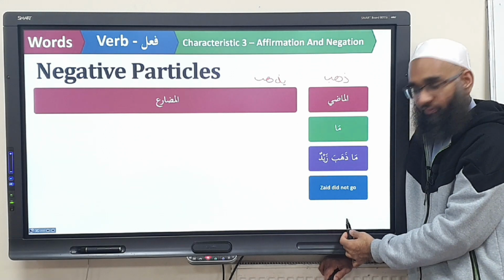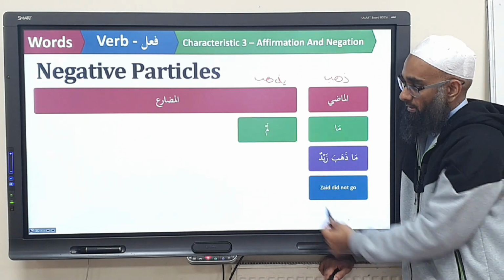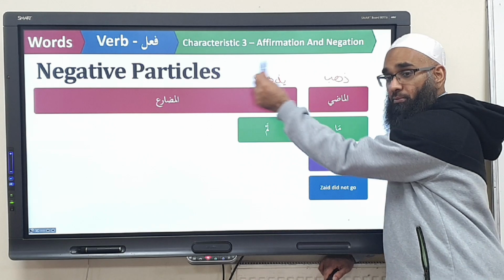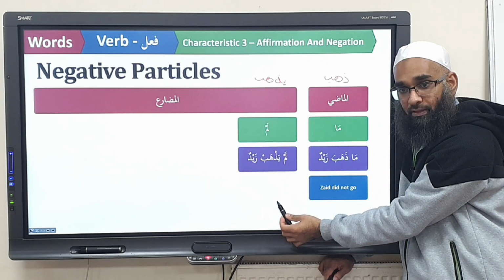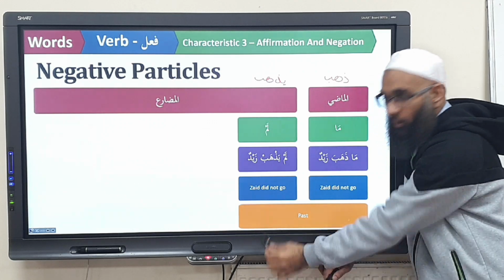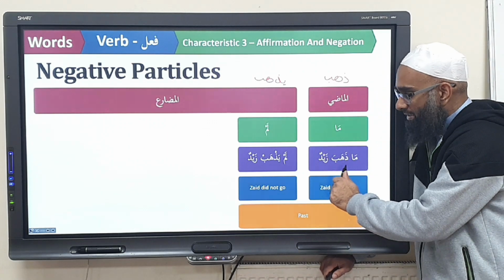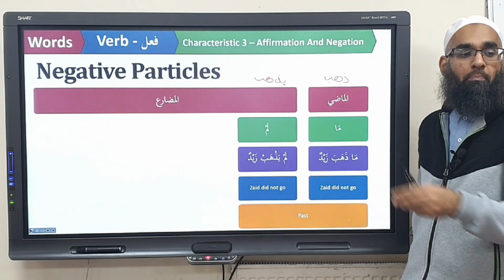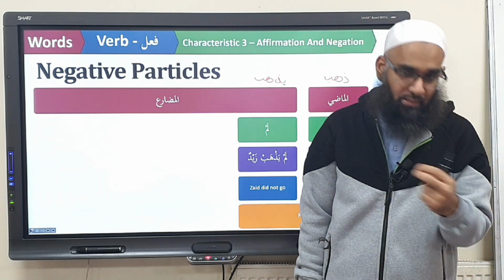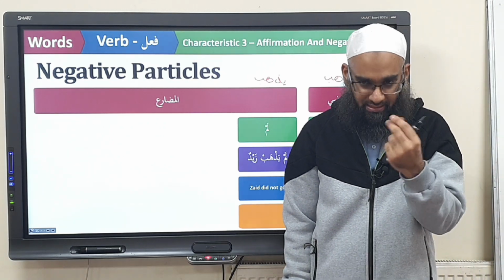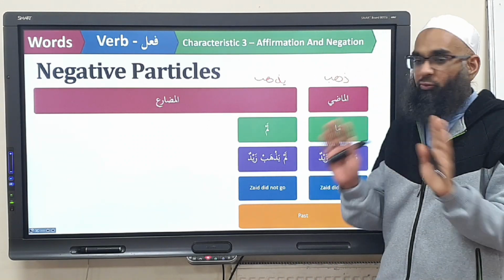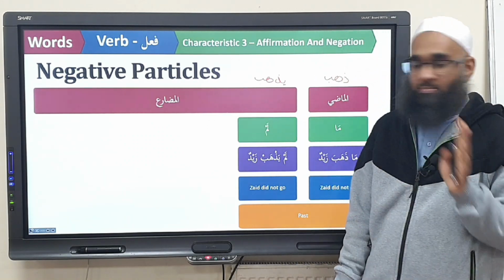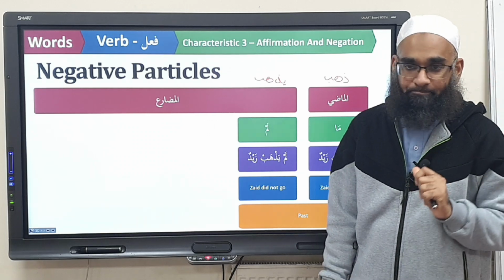And which tense does this give? Past. Lam. You add lam to the mudari, what tense does it give? So lam yadhhab Zaydun means what? Zayd did not go. So both of these are what? Ma dhahaba Zaydun, lam yadhhab Zaydun. Both are past. There's a difference in the meaning, very subtle, very slight. We'll do that in a higher level book, not here. But for now, it's both the same. Ma dhahaba Zaydun or lam yadhhab Zaydun is similar meaning.